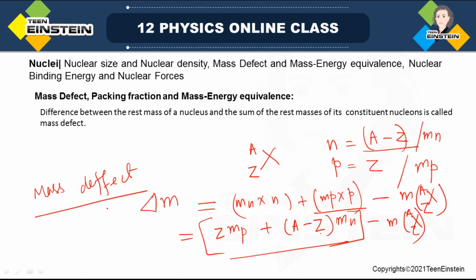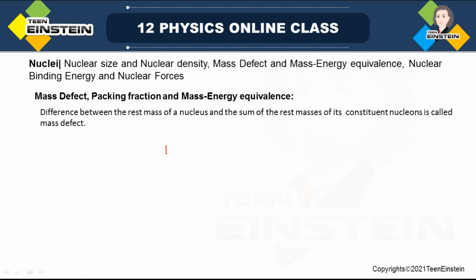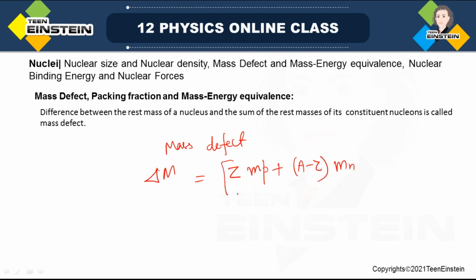So this happens for each and every nucleus, that any stable nucleus has lesser mass than the sum of the rest masses of its constituent nucleons. Okay, so I'll write it here, mass defect delta m is equal to zmp plus a minus z mn, minus m, mass of the nucleus.